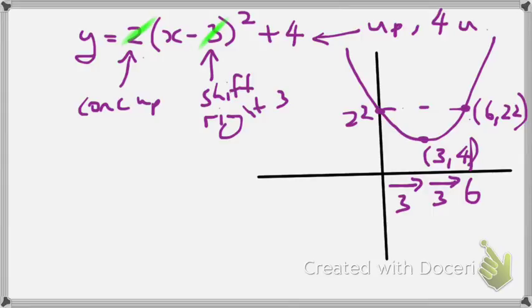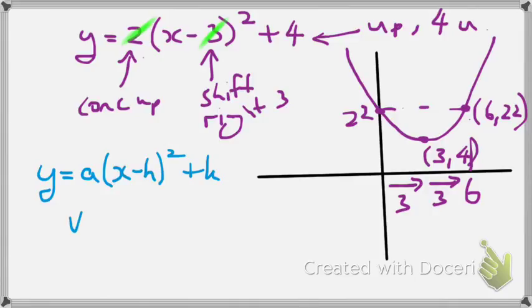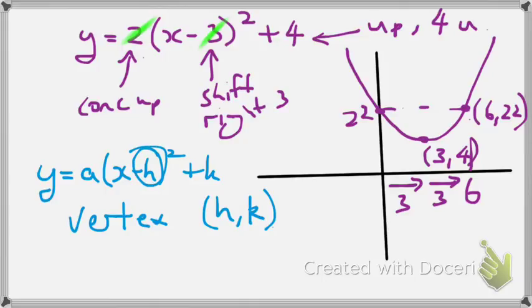As a general algebraic rule, if I write a parabola y equals a(x minus h) squared plus k, then the vertex occurs at h, k, for exactly the reasons we talked about there. This is a shift h across, this is a shift k up. And if they're negatives, then this one would go left and this one would go down, for example.